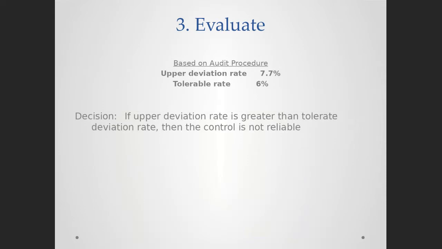You take this upper deviation rate and you compare that with the tolerable rate. And if the upper deviation rate is higher than the tolerable rate, then you conclude that the control is not reliable. Okay? If the upper deviation rate based on your calculation is higher than the tolerable, then your control is not reliable. The control is not effective, meaning they have too many deviations. Okay? This is what the statistical formula is telling you, right?